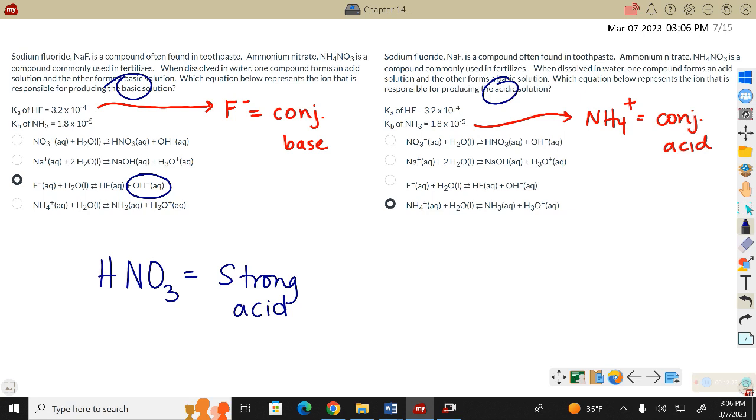In the second situation, when I'm asked for the acidic solution, I'm given a Kb for NH3, ammonia, which means that NH4, the ammonium ion, is the conjugate acid. So that NH4 could lose its extra hydrogen. It would be picked up by water. And then what makes this an acid?